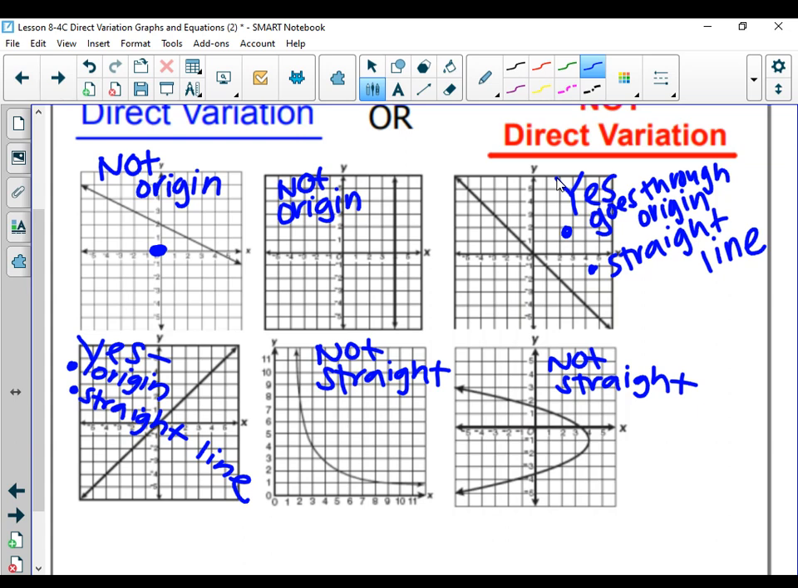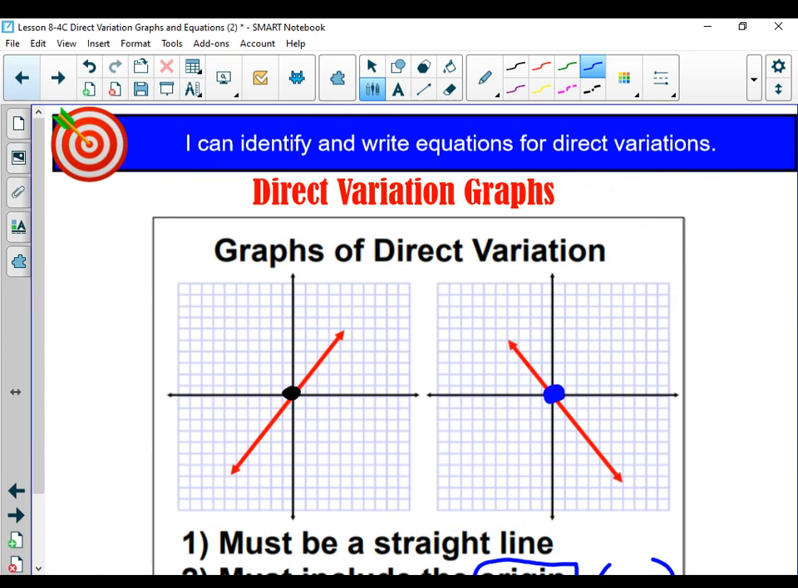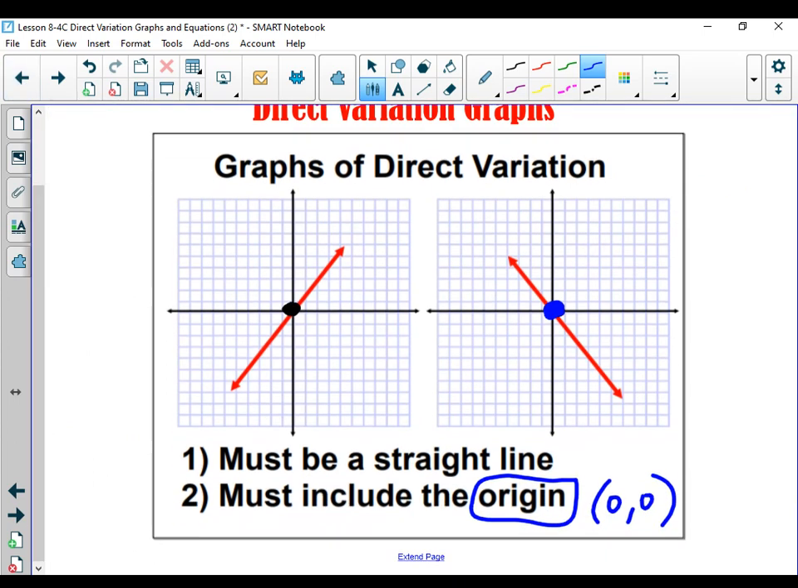The easiest one to get right, Bryn, because it's a multiple choice question and you literally just click the ones that are gonna work. So I would click this one and this one because they must be straight and they must go through the origin. It's the easiest one to get right.